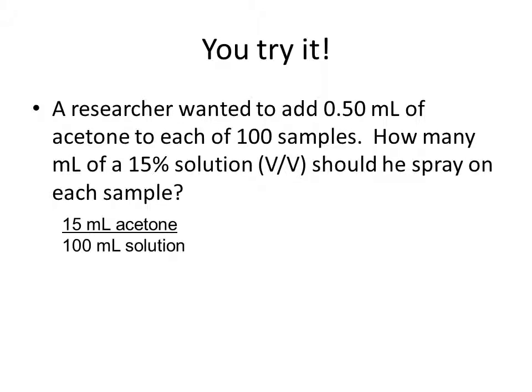To do this problem, you notice first of all that the concentration is given to you: 15% volume for volume. So you know you're going to have three things to put in your fraction. First of all, 15 over 100 because it says 15%. Then it says volume for volume, so you put milliliter over milliliter. And then you must put in those names: acetone, the solute, in the numerator, and solution in the denominator.